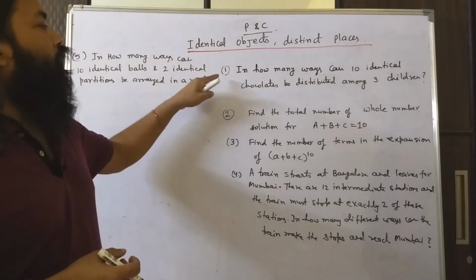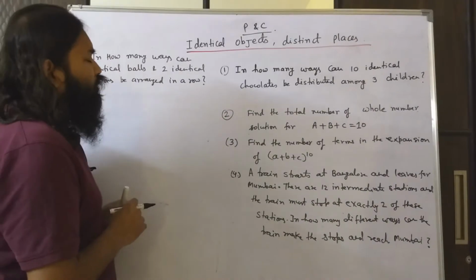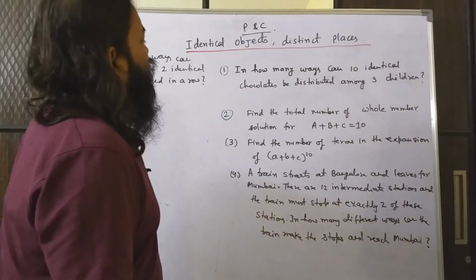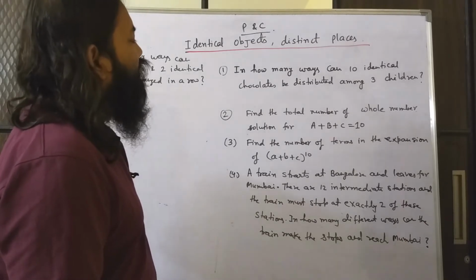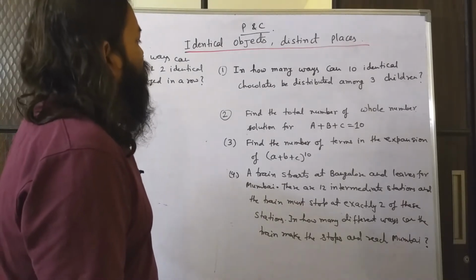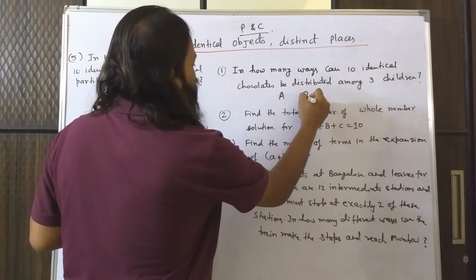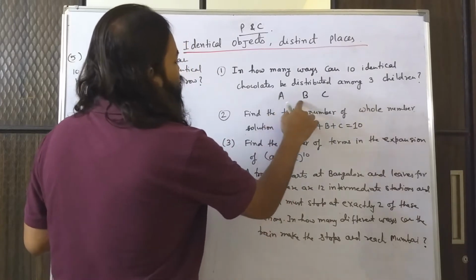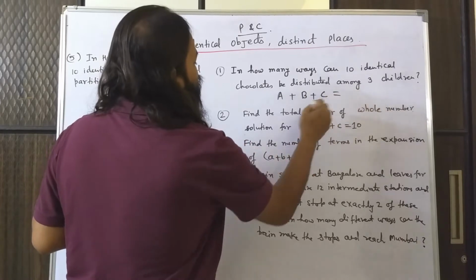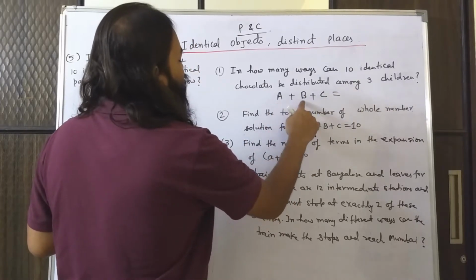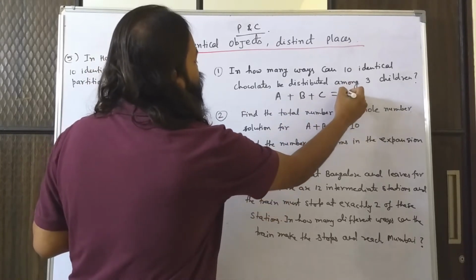So let me explain to you the question first, because that is the most important part, right? So the first question is, in how many ways can 10 identical chocolates be distributed among 3 children? So it is like you have 3 people, A, B and C. So they are 3 children and they have to be given chocolates. So suppose the first one gets A, second one gets B and third one gets C chocolates. So A plus B plus C should be equal to 10.